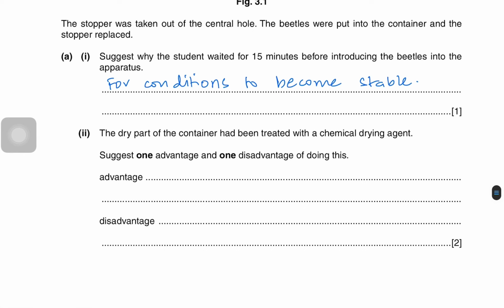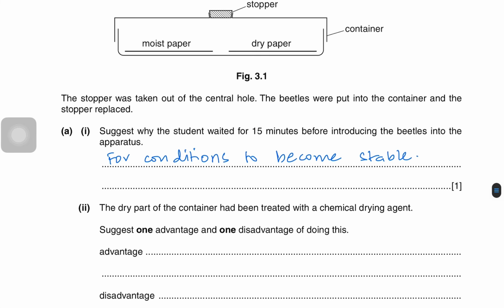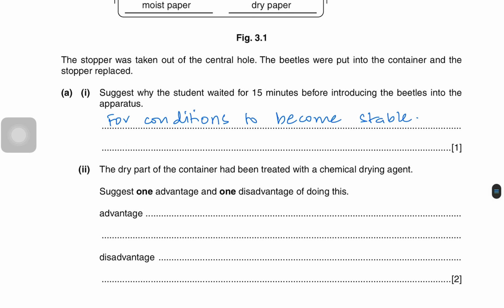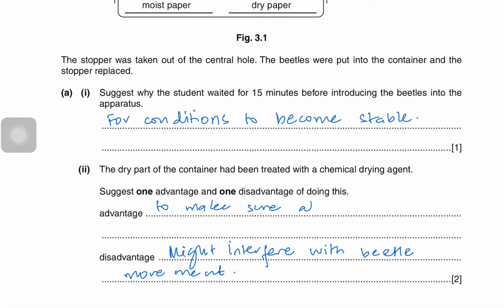The dry part of the container had been treated with a chemical drying agent. State one advantage and one disadvantage of doing this. So you can chemically make sure that the dry paper has no moisture on it. And the disadvantage is that when you're using a chemical drying agent, it might interfere with beetle movement, because the beetle might smell it. The beetle might like the smell, or the smell might not appeal to the beetles. So maybe that's a problem. Advantage is to make sure all moisture is gone.